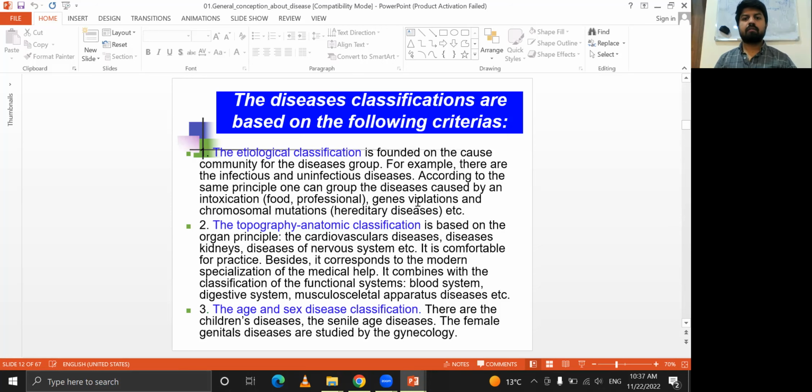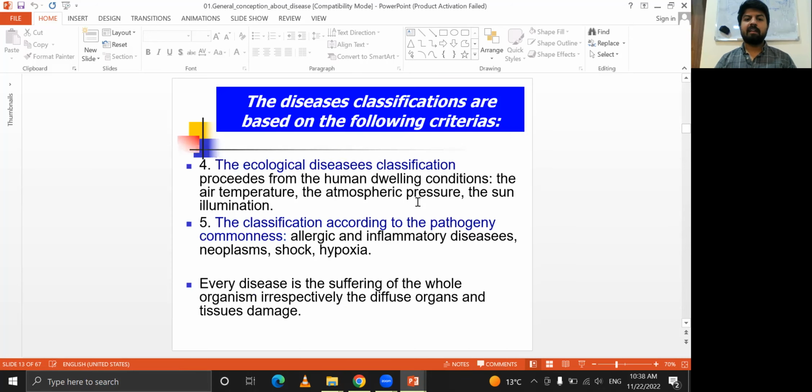The disease classifications are based on the following criteria: the etiological classification, founded on the cause common to a disease group; the topographic-anatomic classification, based on the organ principle, like cardiovascular disease, kidney disease, nervous system disease, etc.; and the age and sex classification. There are children's diseases, diseases of senile age, and female genital diseases, which are studied in gynecology. The etiological classification proceeds from human dwelling conditions like air temperature, atmospheric pressure and sun illumination. The classification according to pathogenesis covers common processes: allergic reaction, where anything from outside makes your body feel like it is a pathogen, inflammatory disease, neoplasm, shock, hypoxia.